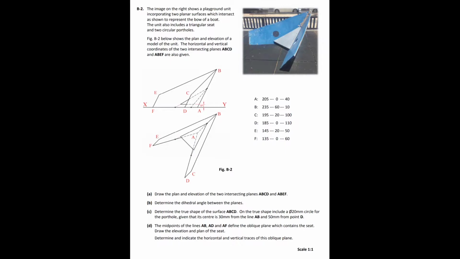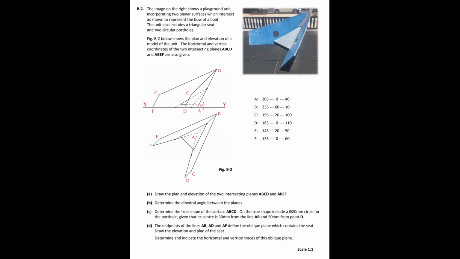Now we only need to draw that on the true shape, not on the elevation or plan. The final part of this is the midpoints of the lines AB, AD and AF to find the oblique plane which contains the seat. Draw the elevation and plan of the seat and determine and indicate the horizontal and vertical traces of this oblique plane. So let's get this question started.